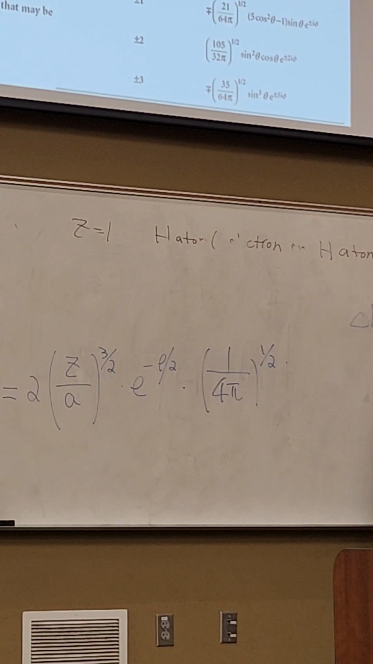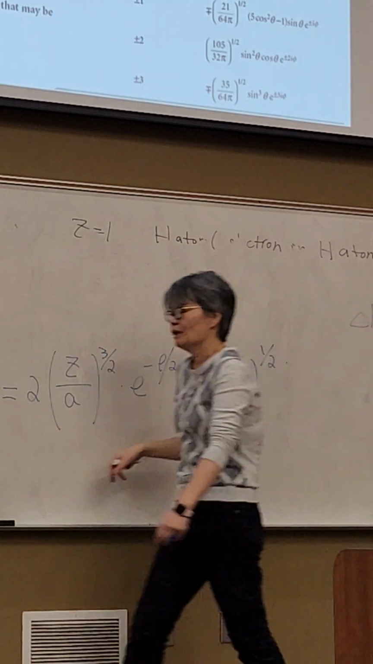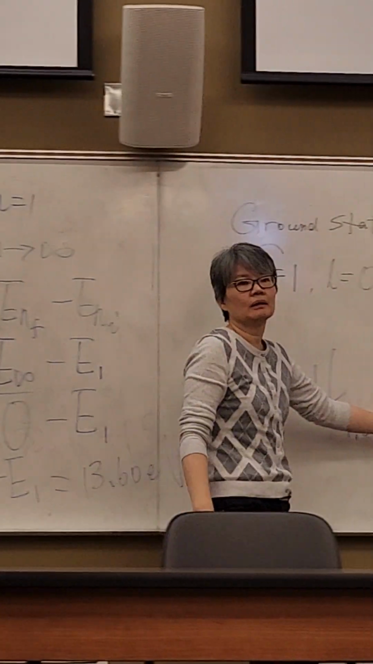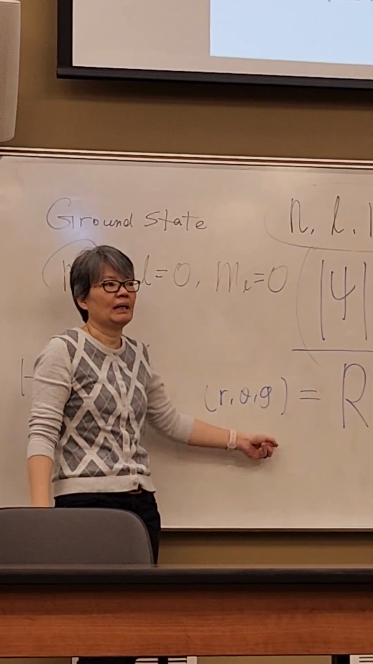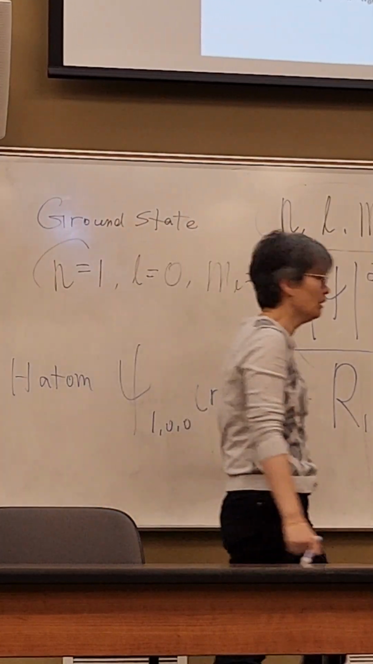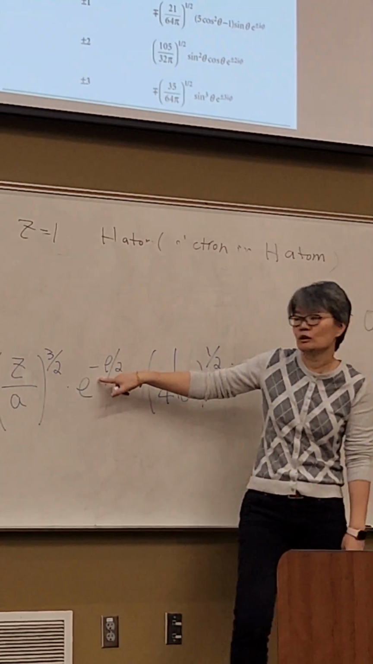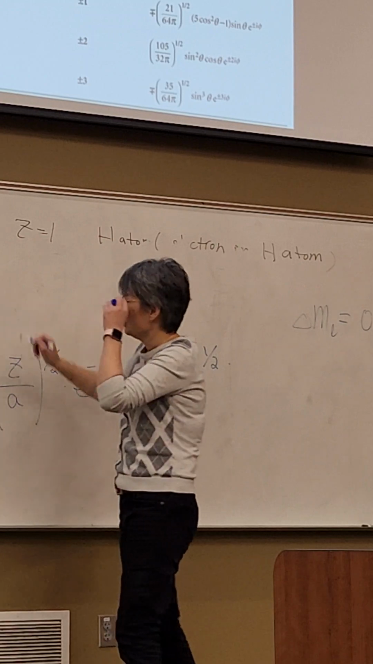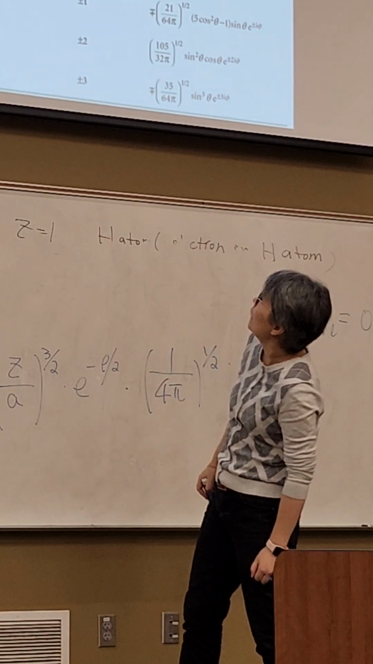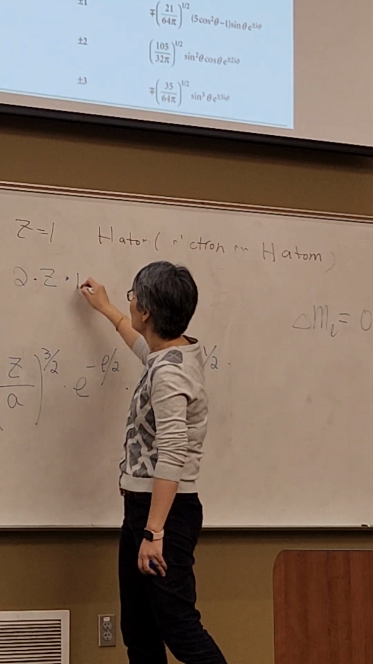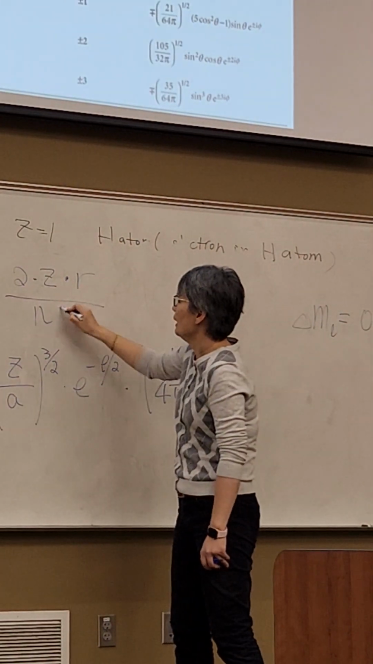Yes. Okay, but they give you the expression in terms of rho to make the expression easier to show. But the variable is really what? The radius, the theta, and the phi. So therefore, I'm going to substitute the rho here. Alright? So what is the rho here? Rho is the definition of 2 times Z times the variable r divided by nA.